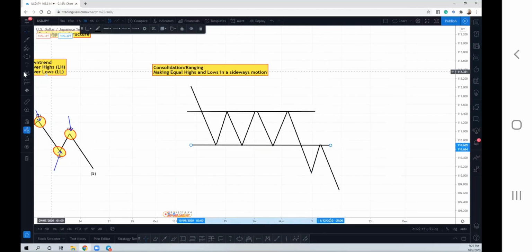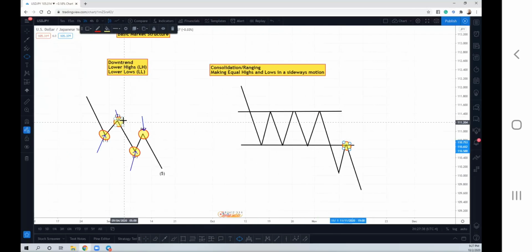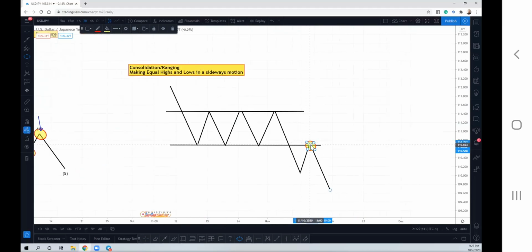Wait for a pullback, and your entry, depending on in the direction that the market breaks out of, will be either at a high or at a low. So in this case, this broke down and then retested to make a what? Lower high. So we're going to enter at the high and exit at a low.